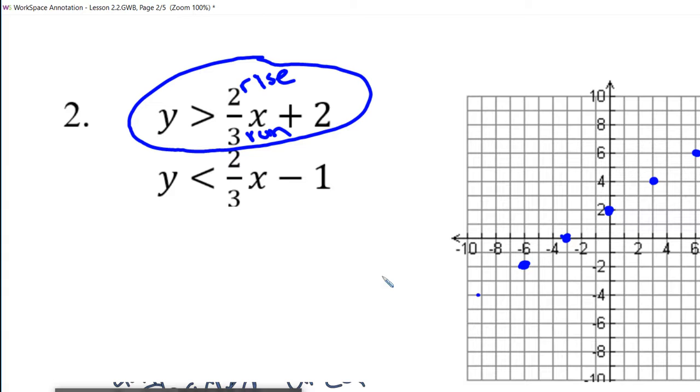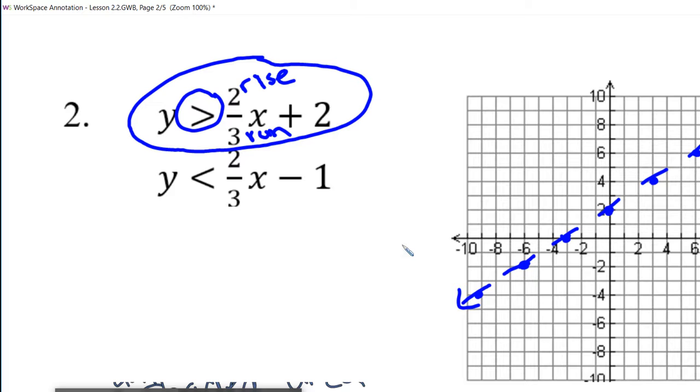Now, before you connect your points, you have to ask yourself, is it going to be a solid line or a dashed line? So look at your symbol right here. Do you see equal to? No, so if it's not equal to, it needs to be a dashed line. The easiest way to do a dashed line is just put a little line through each point. That's the easiest way.